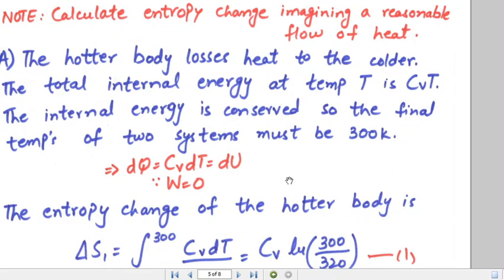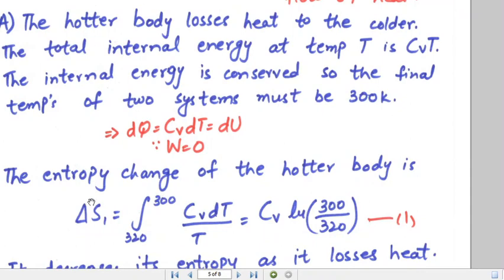And since we are given that we are going to solve this problem at constant volume, there is no change in volume. It means that the work done will be 0. So the entropy change of the hotter object, which is losing heat, is equal to dQ over T, and dQ, as we defined, can be written in terms of the specific heat, which will be equal to Cv dT, since Cv is defined as the ratio of the heat added to the temperature rise.